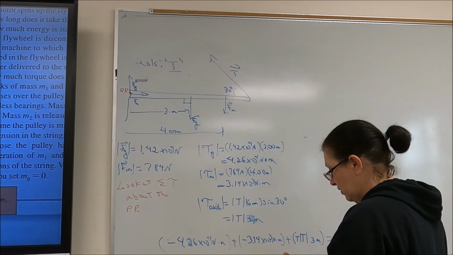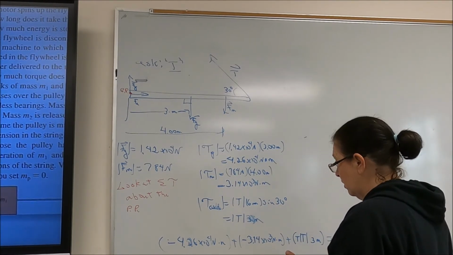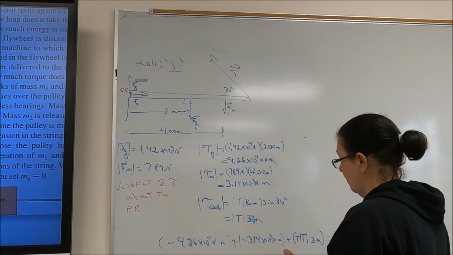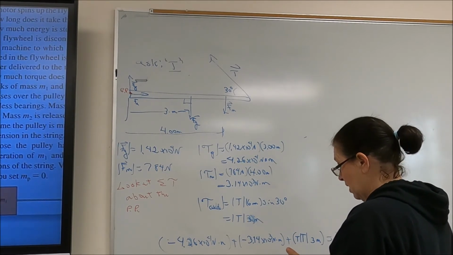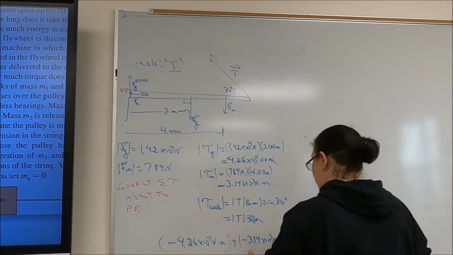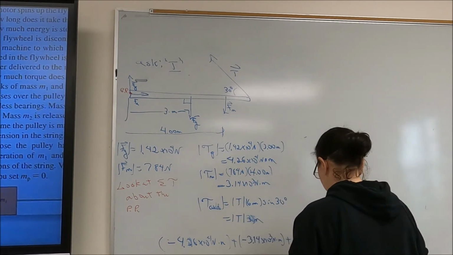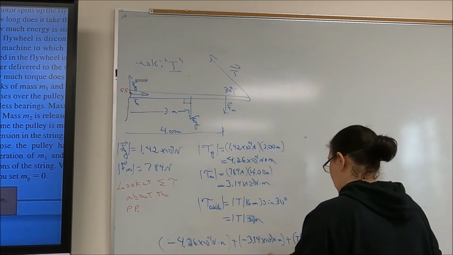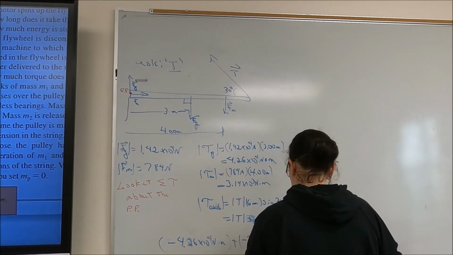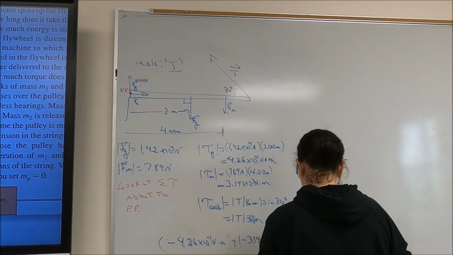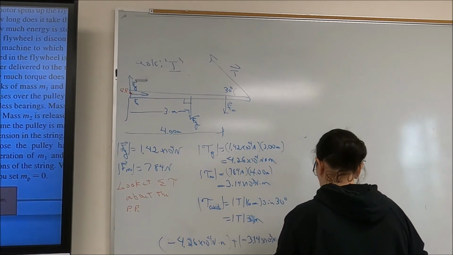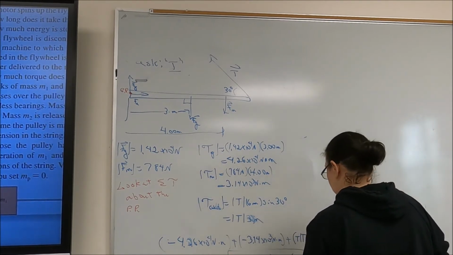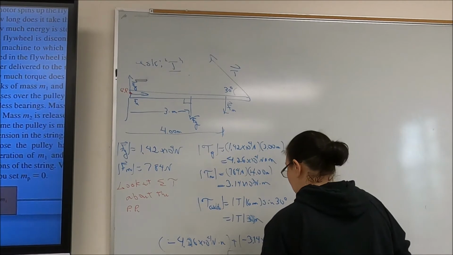So 4.26 EXP 4 plus 3.14 EXP 3, divide that by 3. If I solve for T, I get 1.52 times 10 to the 4 newtons. And that's the magnitude of T.